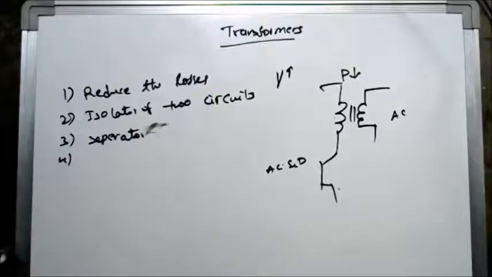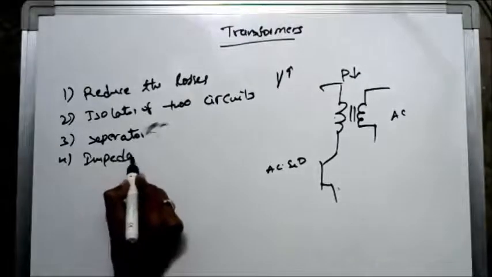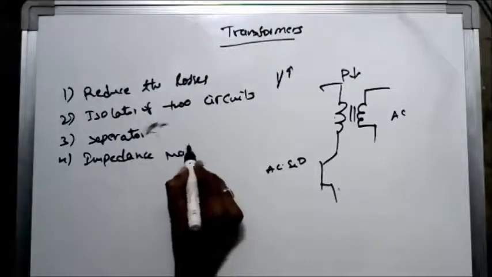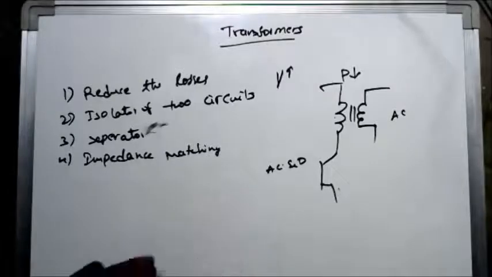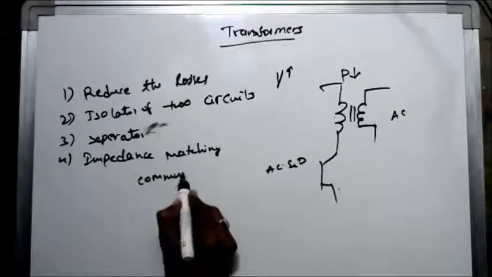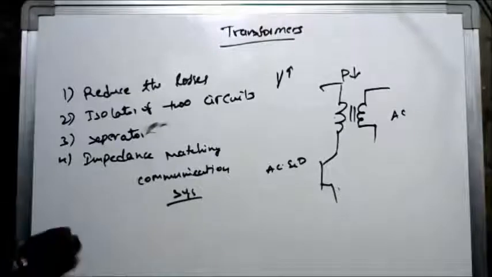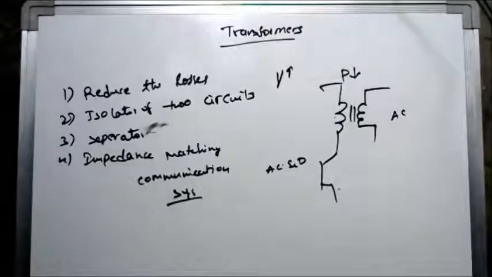Fourth one, it is used for the purpose of impedance matching. What is impedance matching? Impedance matching means whenever the source impedance is equal to the load impedance, there will be maximum power transferred to the load. This concept is used in communication systems. These are the uses of the transformer. There are some more uses, but these are the major and primary uses and importance of the transformer.